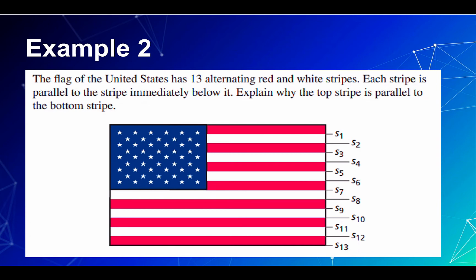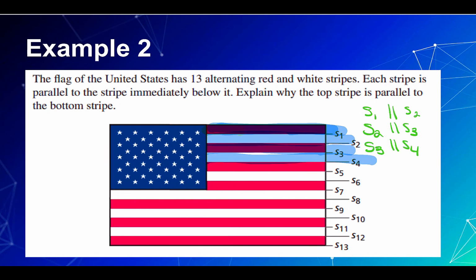So each stripe is parallel to the stripe immediately below it. Let me find a color here that's going to highlight better. So we have S1 is parallel to S2. Then we have S2 is parallel to S3. S3 is parallel to S4.